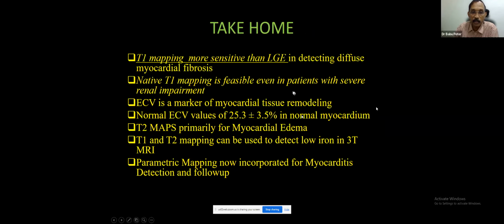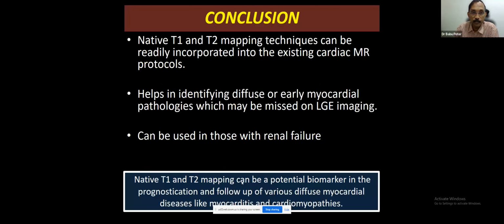ECV reflects myocardial tissue remodeling. And depending on the center and the vendor, the ECV, T1, and T2 values are changing. T2 maps are primarily used for myocardial edema. T1 and T2 mapping can be used to detect low iron in 3 Tesla MR. And parametric mapping is now incorporated for myocardial detection and follow-up. T1 and T2 mapping can be easily incorporated into existing cardiac MR protocols and can identify diffuse or early myocardial pathologies, and is very useful in patients with renal failure.